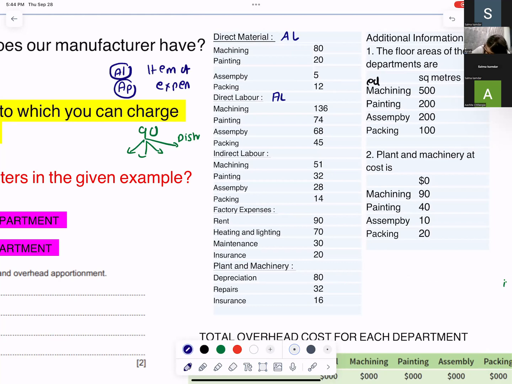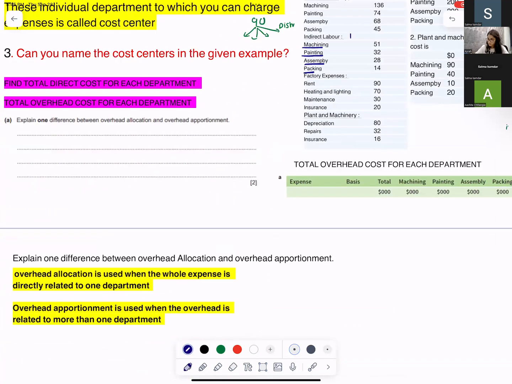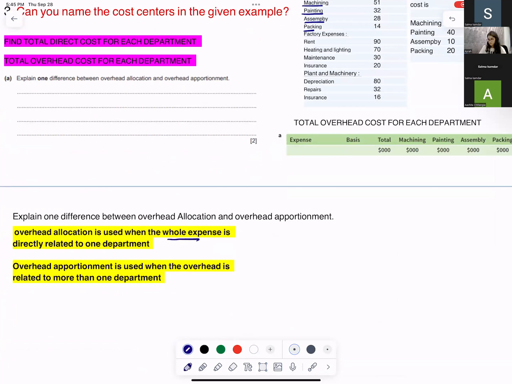Indirect labor, AP. Why AP? Because indirect expense is related to more than one department. But is the item of expenditure traceable to different departments? Yes, it's traceable. It's AL only, my bad. You know what the definition of allocation is: when the whole expense is directly related to one department.